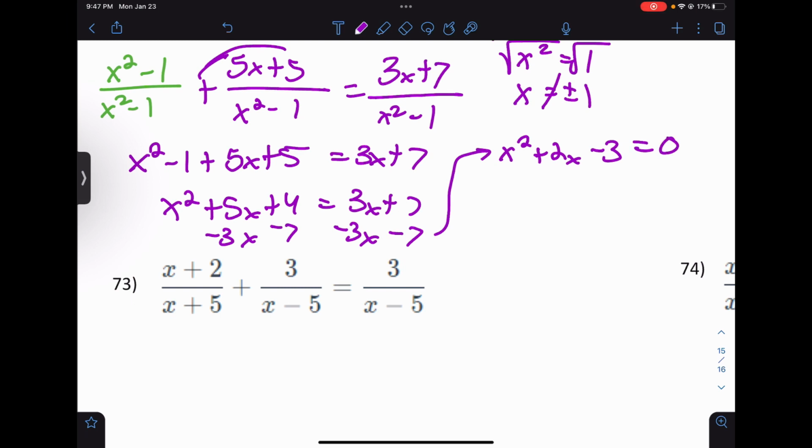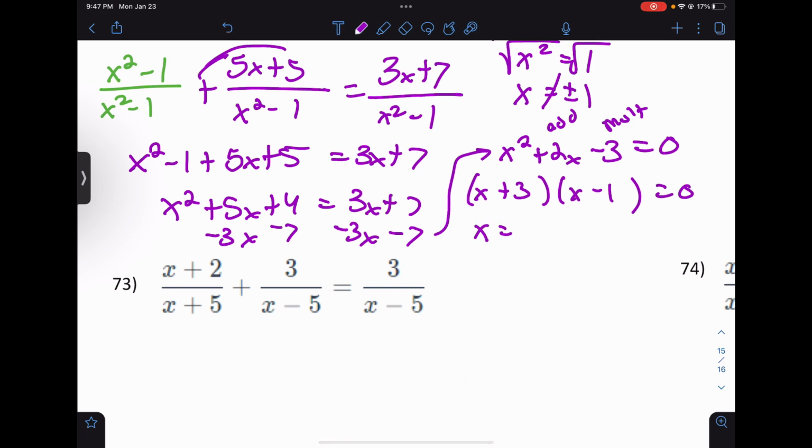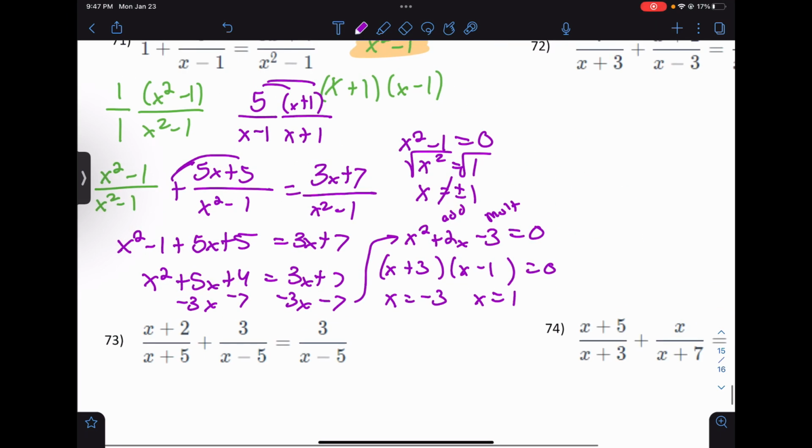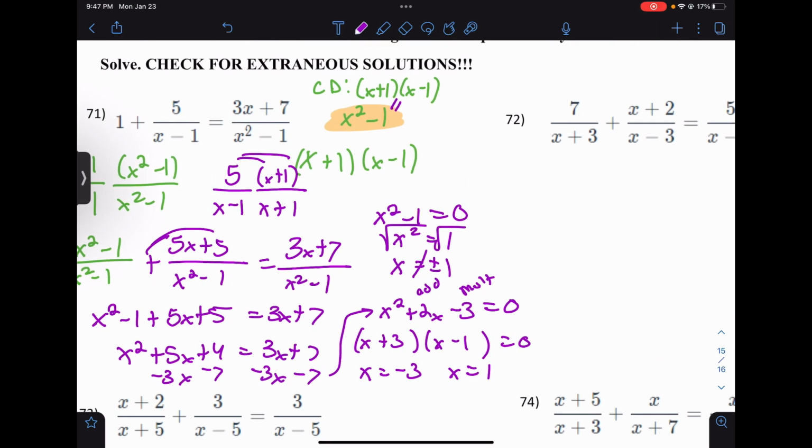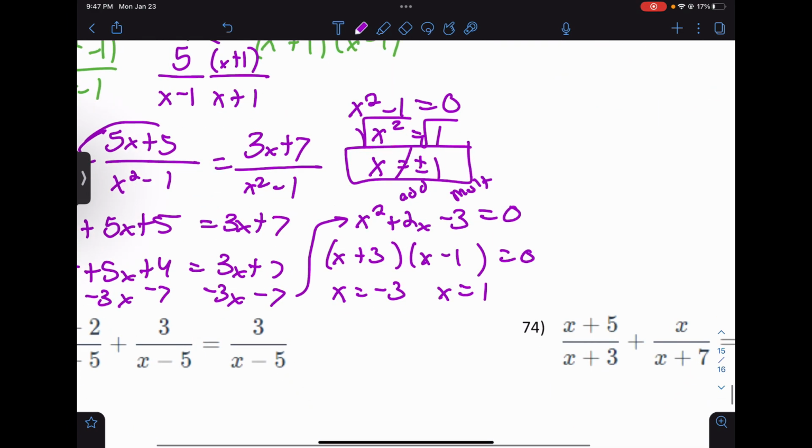So, of course, we need to go through and solve. I would solve by factoring here. So we need to figure out what multiplies to negative 3 and adds to 2. So we will do x plus 3 and x minus 1. So we get x values of negative 3 and positive 1. Now, of course, we've got to do our check at the end. What values can x not equal? We said that x cannot be positive or negative 1. So positive 1 is a bad solution here, and our only good solution is going to be negative 3.